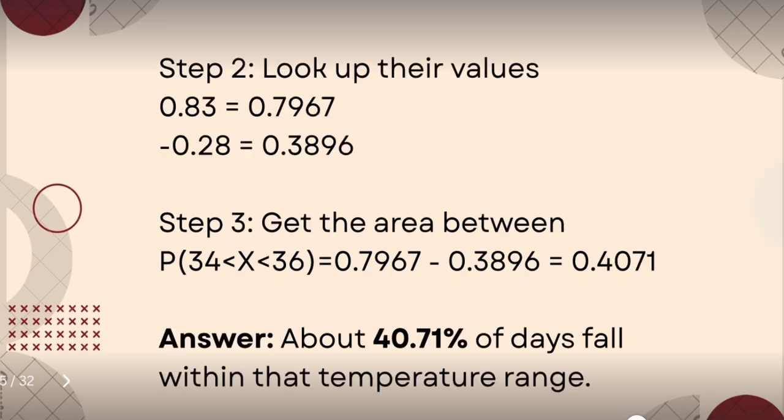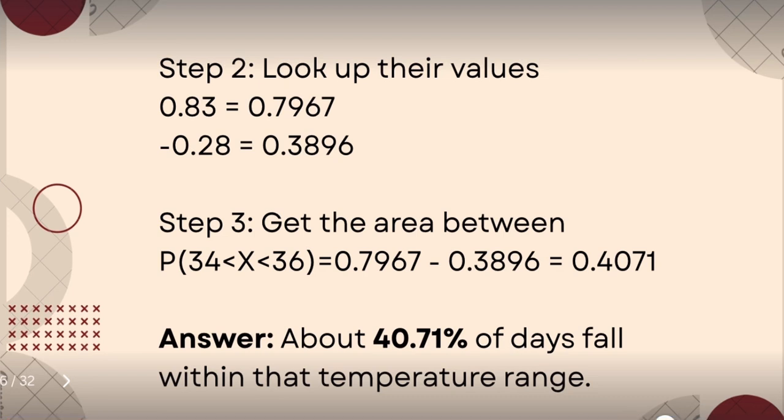Next is step 2, look up their values. So sa z-table lang naman yung kakailanganin natin eh. Hanapin lang natin yung area nila dun sa z-table. So 0.83 is equals to 0.7967. And yung negative 0.28 is equals to 0.3896. And the step 3, and the last step, get the area between the two numbers.